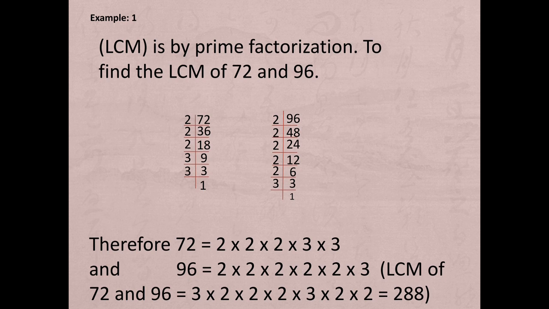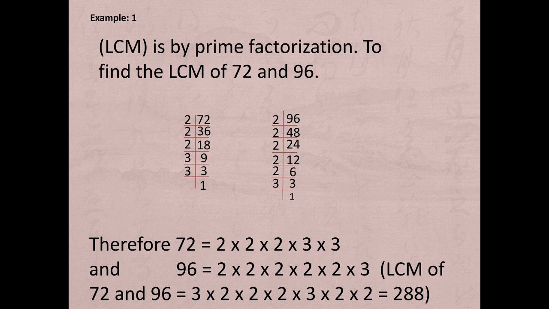Find the LCM by the prime factorization method. How do you find prime factorization? To find the LCM of 72 and 96, first we will find the prime factors of 72. 72 is to be divided by 2, because its last digit is 2, an even number, and even numbers can be divided completely by 2. Therefore we divide 72 by 2 first. 2 36s are 72, 2 18s are 36, 2 9s are 18.